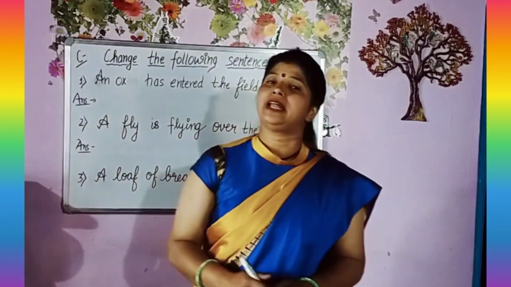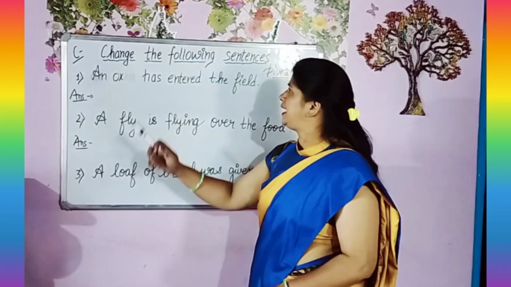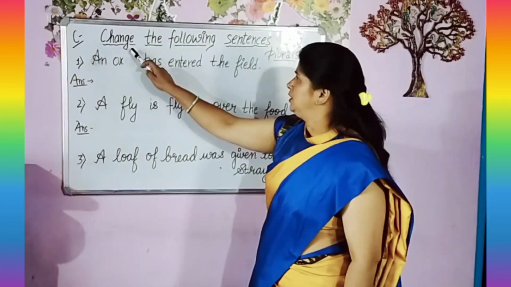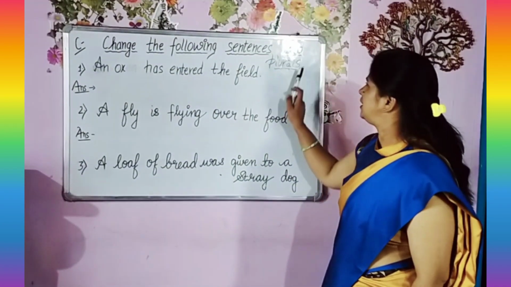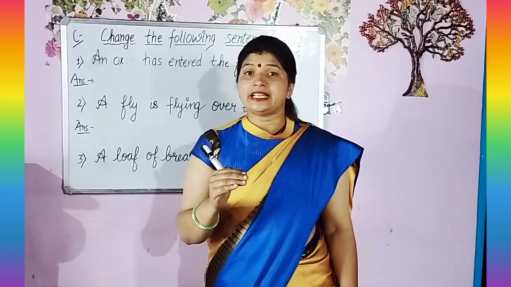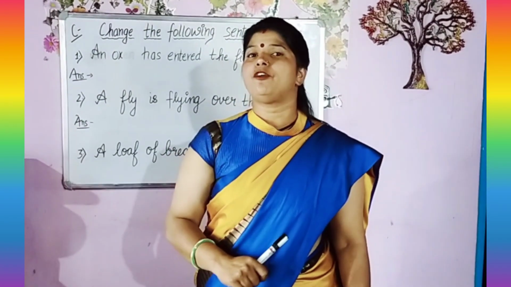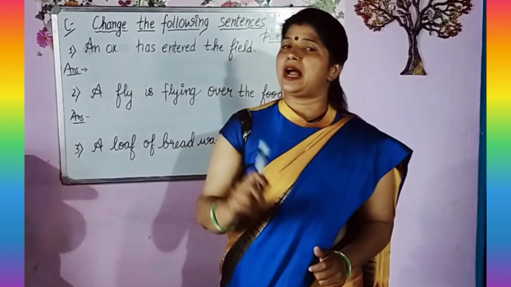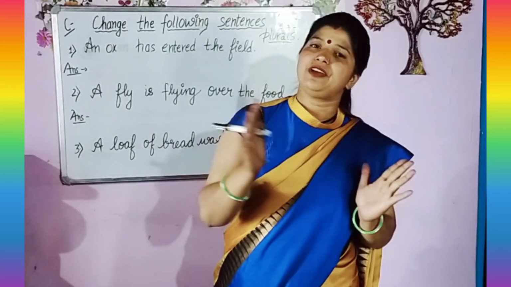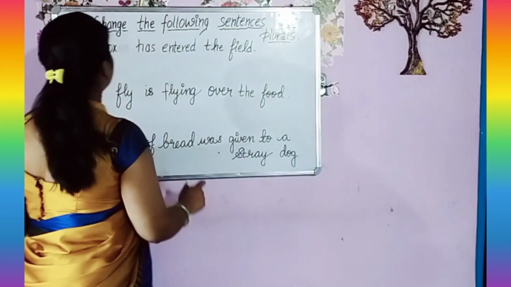Dear students, now let's do the C exercise of chapter 4 that is given on page number 29. In this exercise, you have to change the following sentences into plural. These sentences are given in singular form and you have to write them in the plural form. Okay. So now let's read and understand the statement, then we will convert it into the plural form. Now let's read the first one.